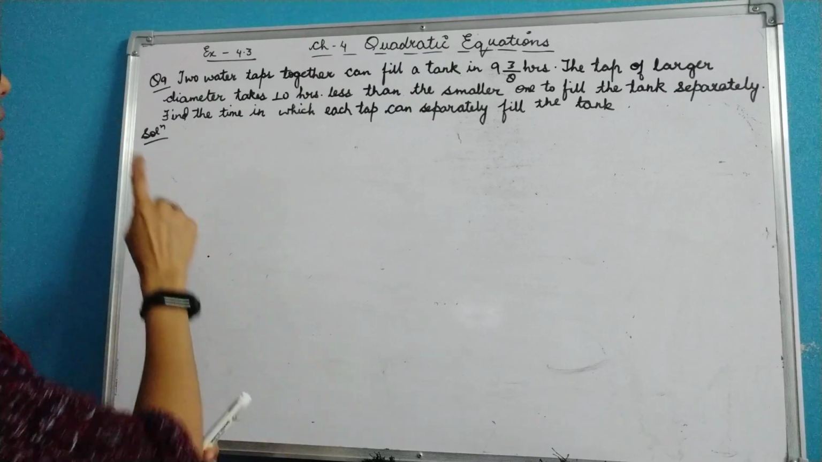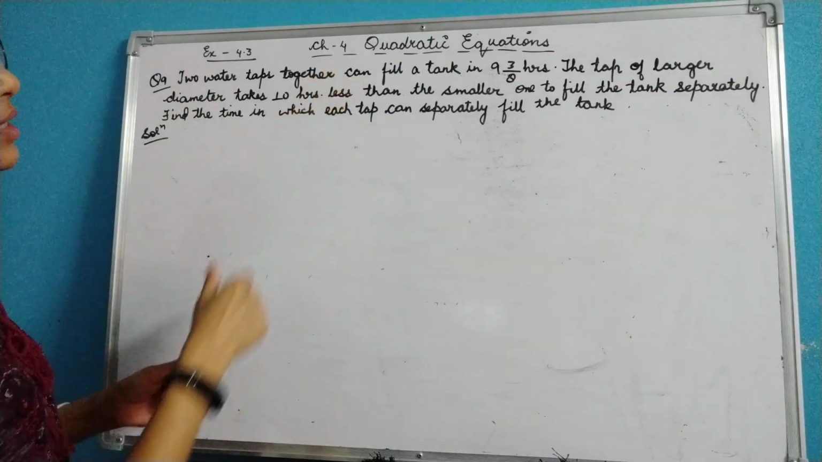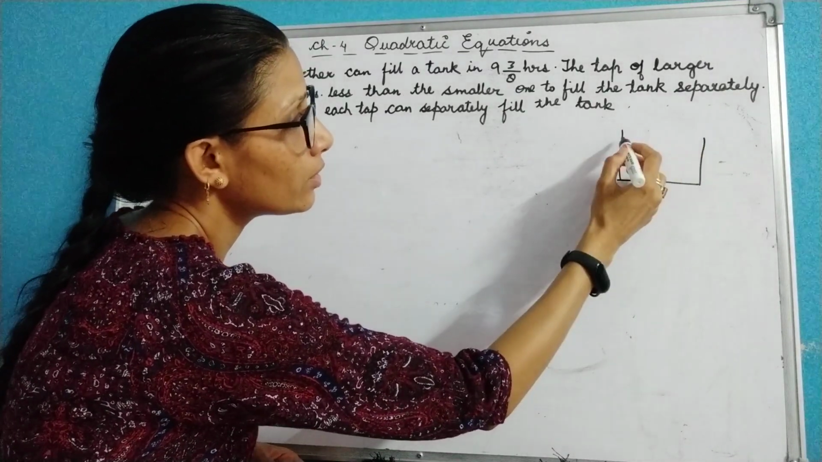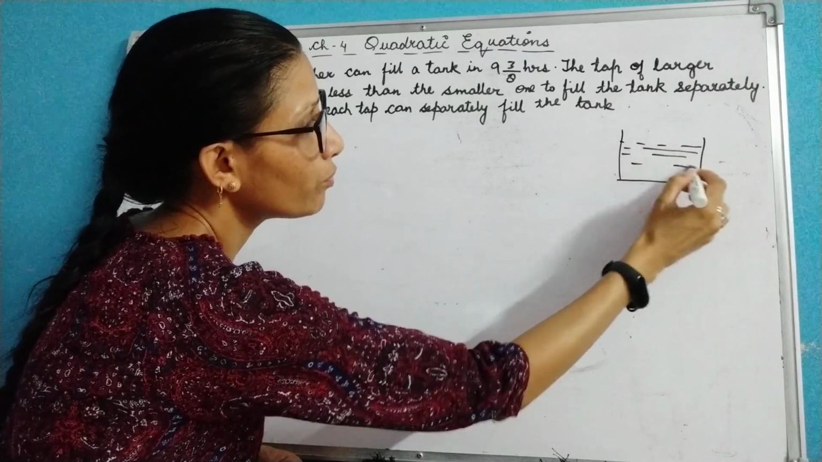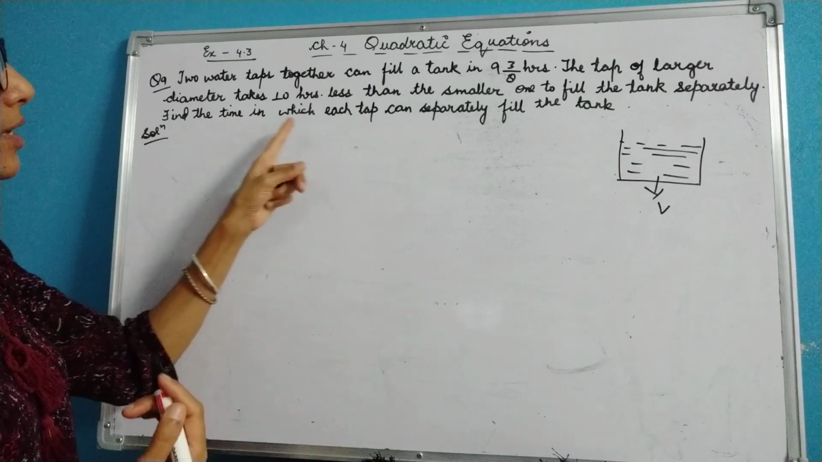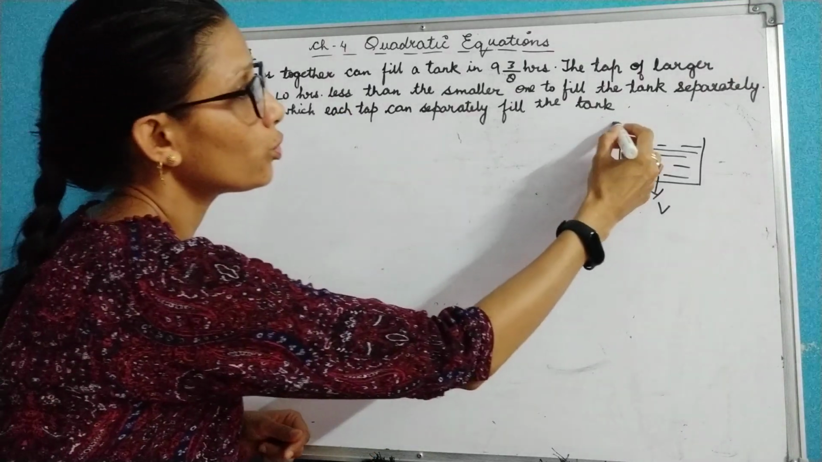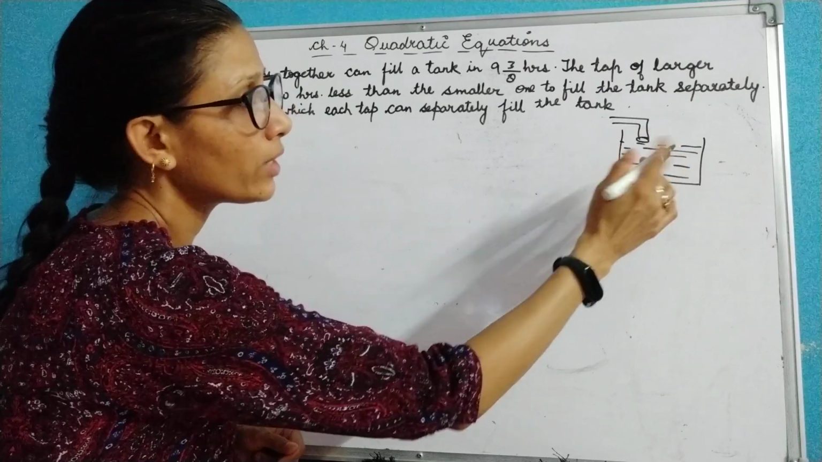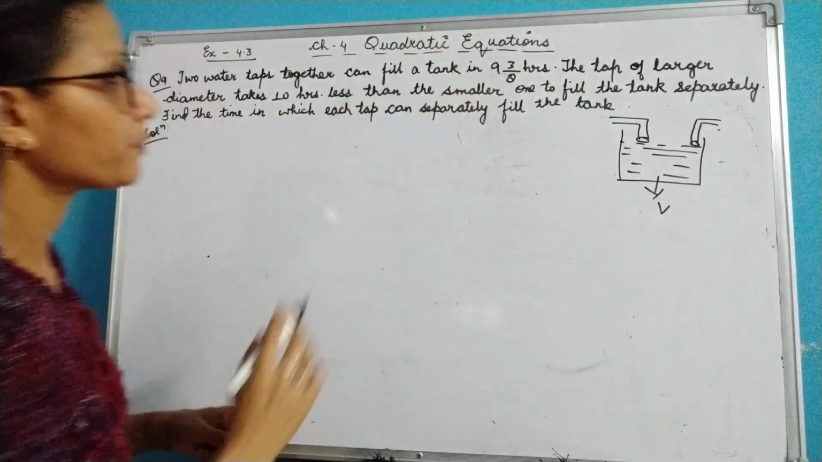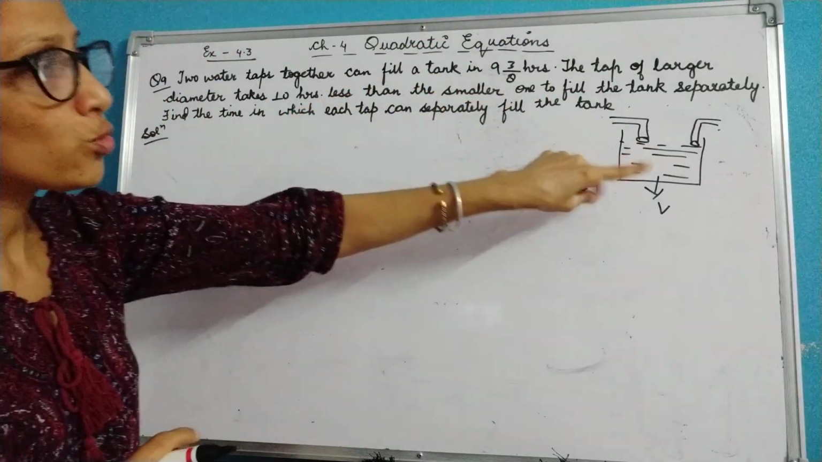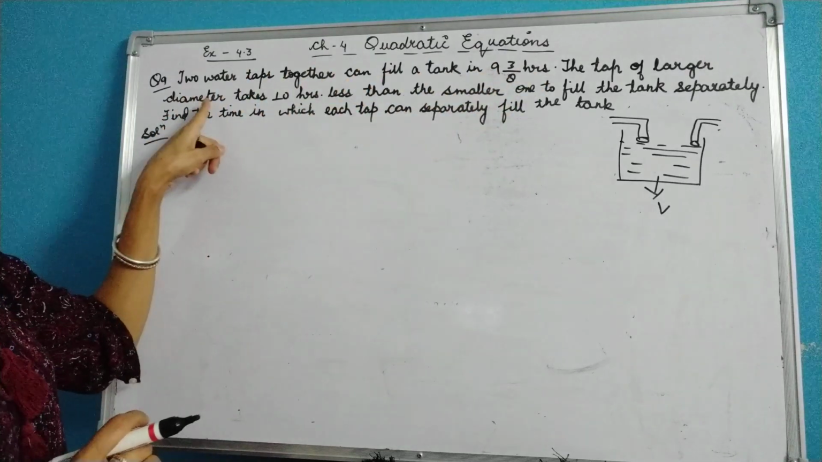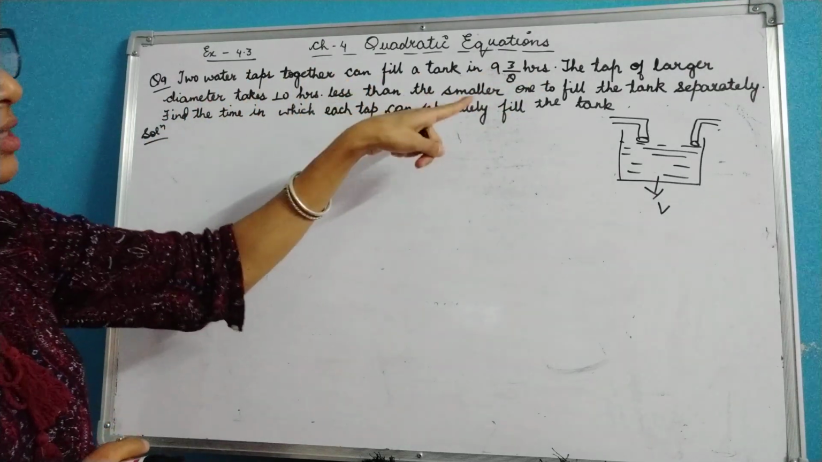Let's see this question. It is given two water taps together can fill a tank. So start with a rough sketch. Let this be your tank of volume V. The tap of larger diameter takes 10 hours less than the smaller one. So two taps are fitted, one of larger diameter and one of smaller diameter. Now these two taps together can fill the tank in this time.